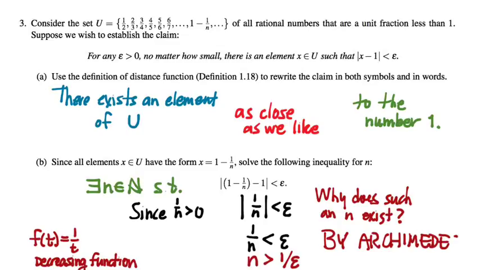What did the Archimedes principle say again? The natural numbers don't have an upper bound. So whatever 1 over epsilon is, I can round it to the nearest natural number, and I know that I can find a natural number that's even bigger than that by the Archimedes principle. So here's Archimedes coming in to help us. It shows us that not only can we rewrite this inequality, but that we can actually argue that this inequality is satisfied by some natural number n. And therefore, there is some element in the set U that satisfies this inequality.